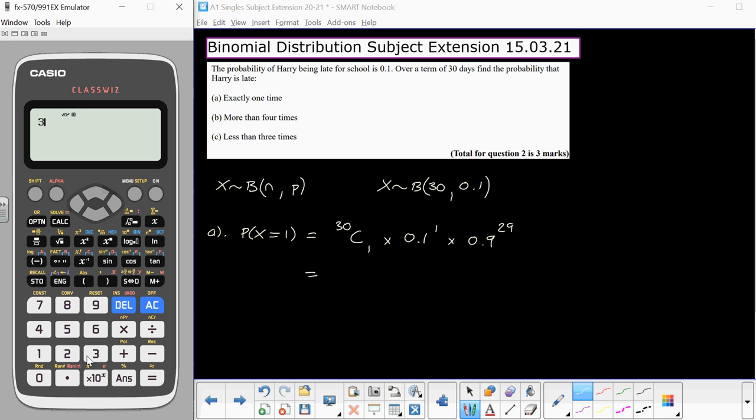Type it right into the calculator, 30C1 multiplied by 0.1, and I'll put in these powers. 30C1 is 30. You'll get to know that once you get a bit more of a feel for it. 0.1 to the 1 is just 0.1, but you can see how I'm typing everything in from the calculation. It gives me less to worry about and less to think about. So then I've got my 0.9 to the power of 29. And here's my probability, 0.1413, correct to 4 decimal places.